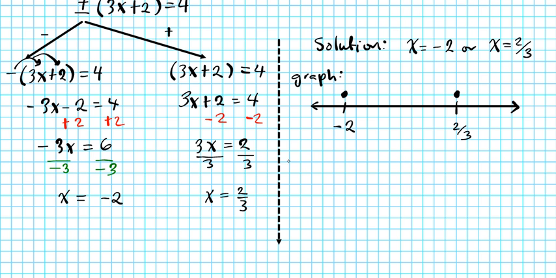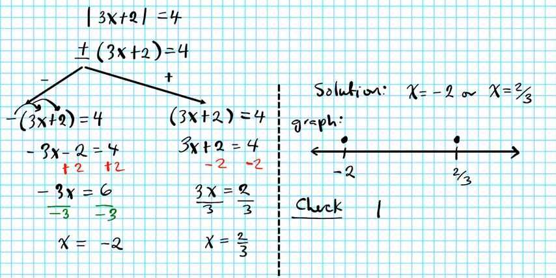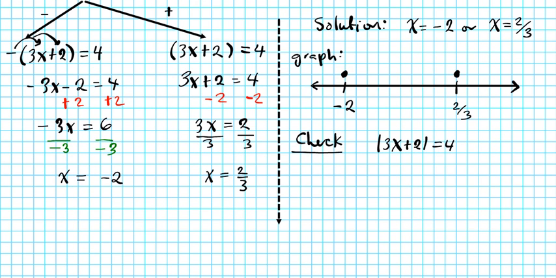So the check is basically what I'm going to do is plug in these two answers into the original equation and see if I get a true statement, okay? So the original equation is absolute value of 3x plus 2 equals 4. Which candidate should we test first? Let's test the smaller one, x equals -2. If I plug this in, do I get a true statement? If I do, then that's good. If I don't, then I made a mistake somewhere and I have to go back and check my work.